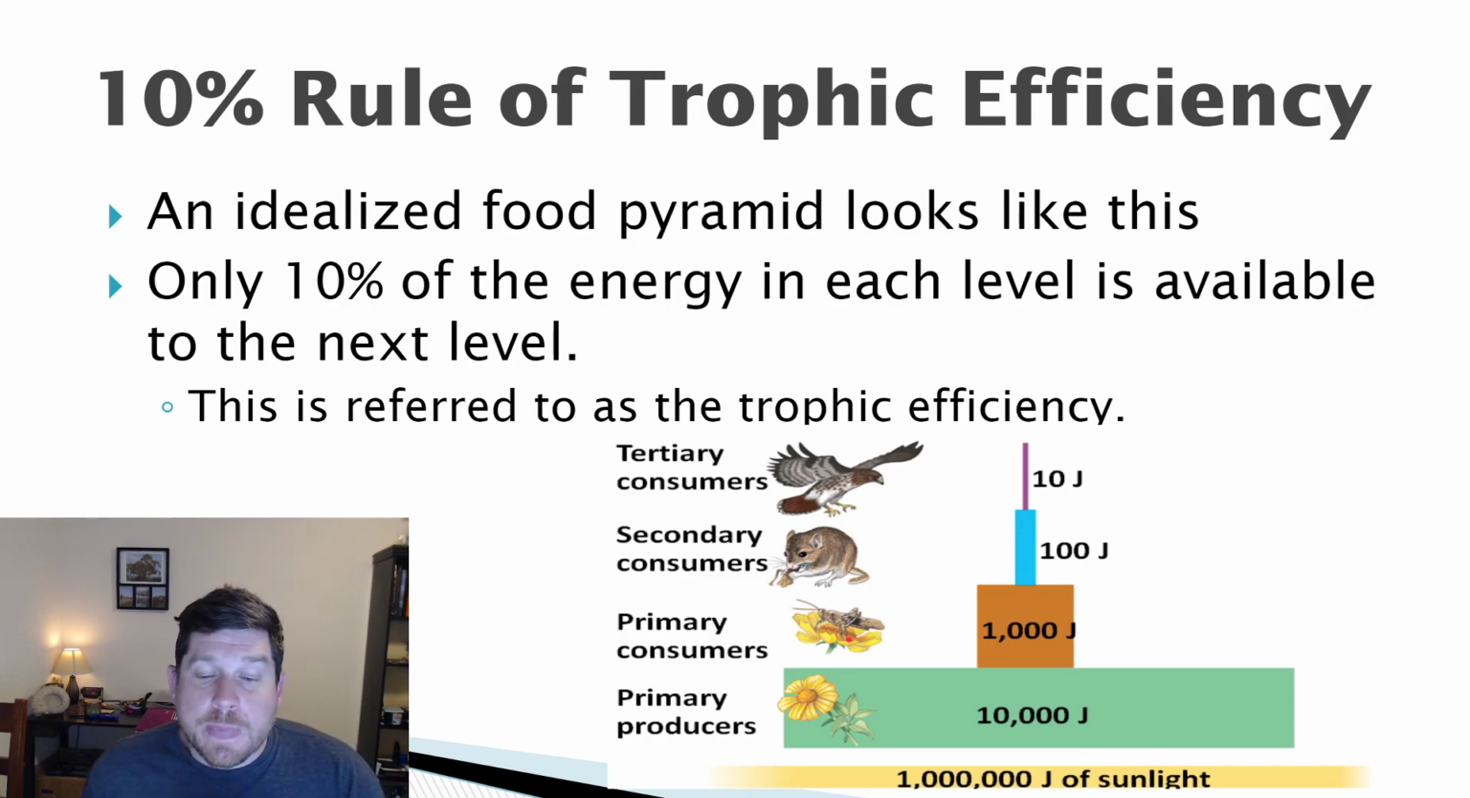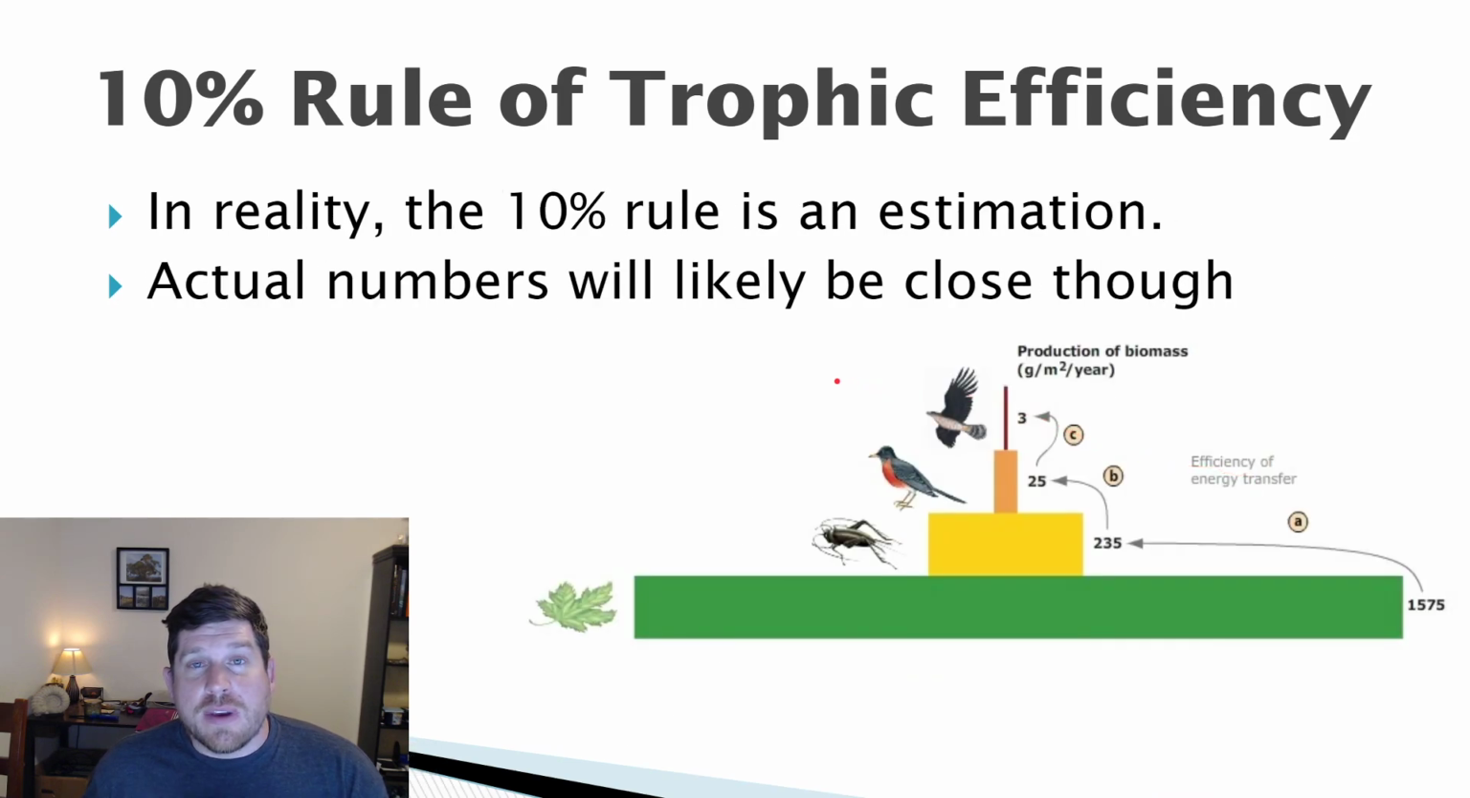Now, when we're talking about the trophic pyramid here, the food pyramid, it's important to note where the energy is ultimately coming from, i.e. the sun. Only 1% of sunlight is able to be utilized by primary producers. So that's where we see that decrease from 1 million to 10,000. In reality, that 10% rule is something you wouldn't probably see in perfect numbers, but it's going to get you pretty close.